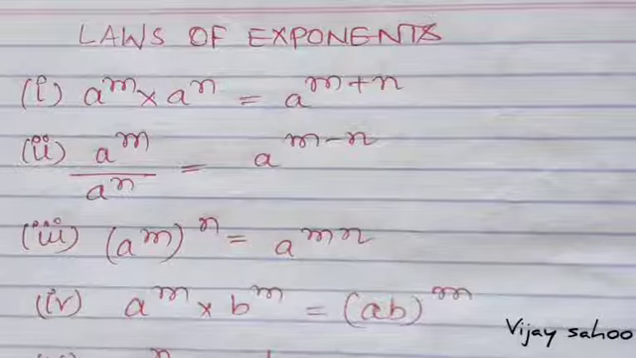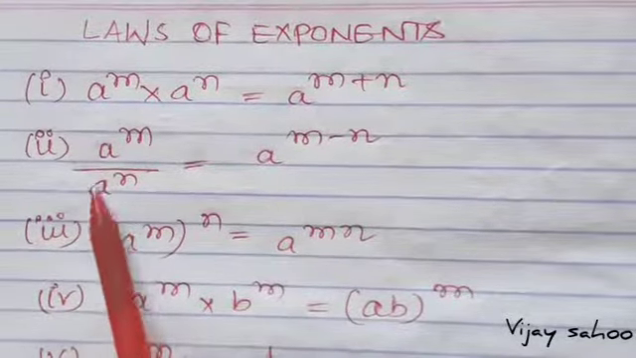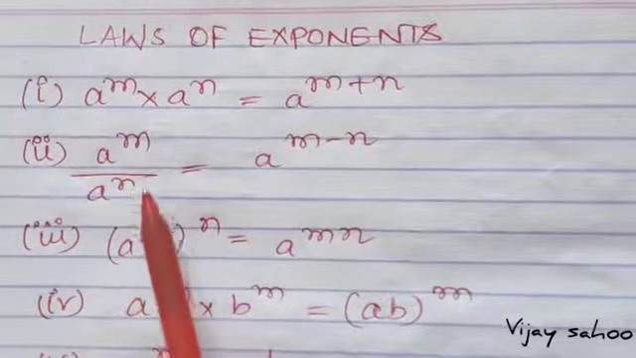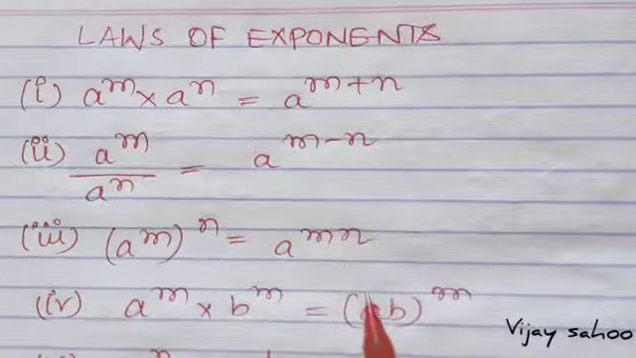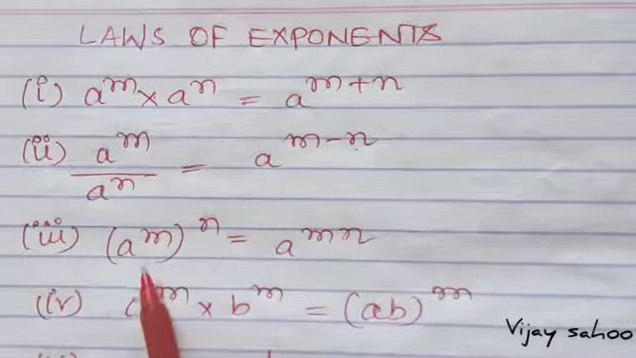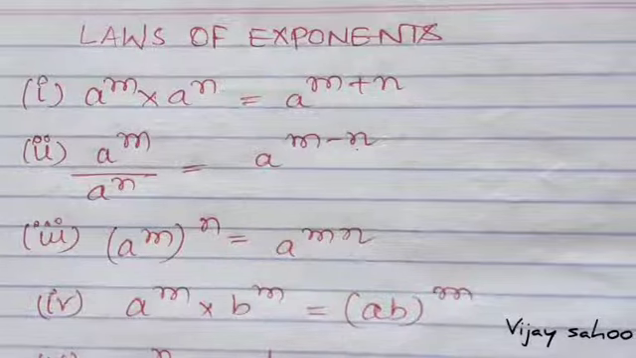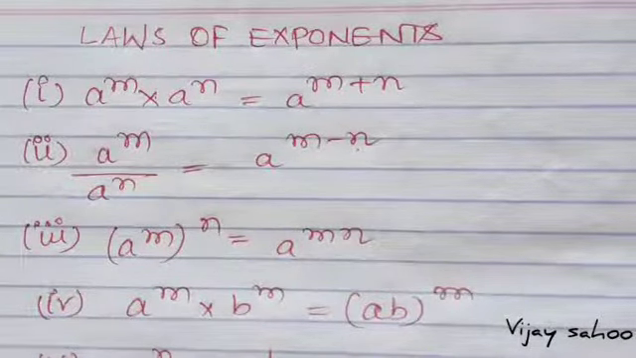First of all, you see in the first one, if the base values are the same and it is in multiplication, then the powers will be added. In the second one, you will see that the base values are the same and the powers are different, so if it is in division, then we will subtract. Now the third one, if there are more powers, it means a power and again a power, in that case we will multiply the powers.